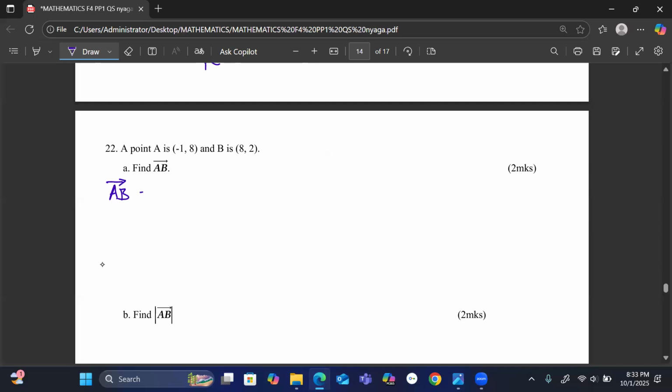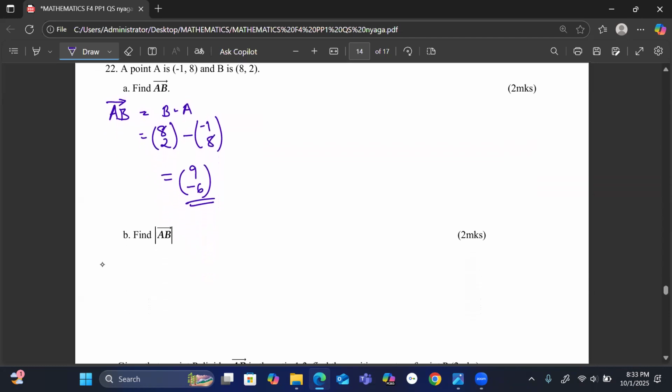Now to find vector AB, you are simply going to take B minus A. B is (8, 2) minus A, which is (-1, 8), and we're going to get (9, -6). So that is how we get our 2 marks.